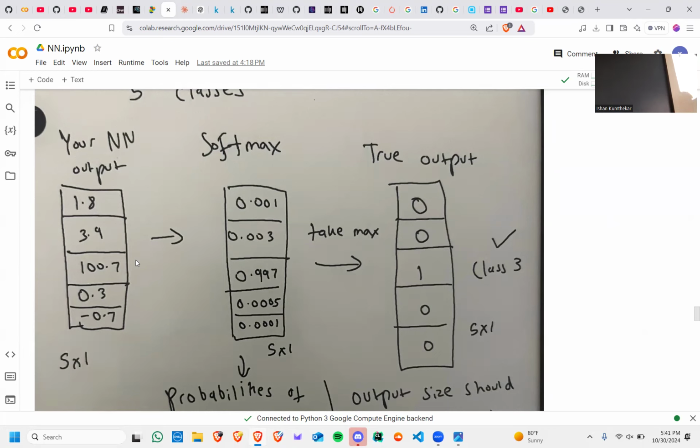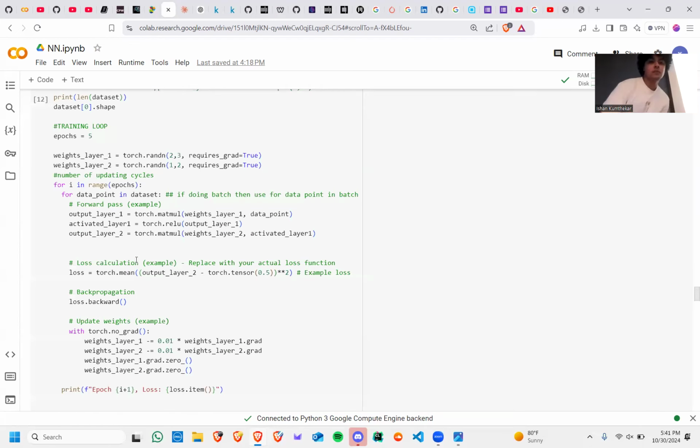When you apply softmax to any given input in your neural network, it converts it into a set of probabilities. If you want to predict based off of this, you take the maximum, which is the third value, and you get class 3. You compare the actual output to your output, and as you can see, this predicts class 3, and the true output was class 3. That means your model is doing pretty well. That's how you use softmax.